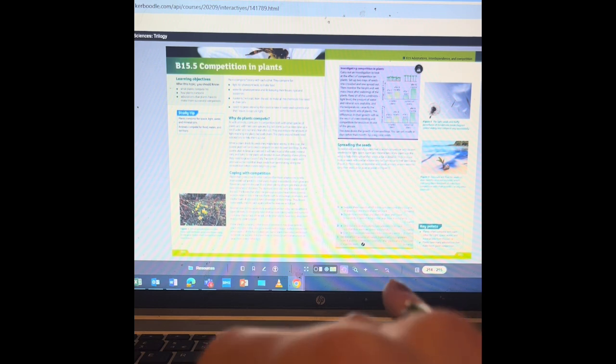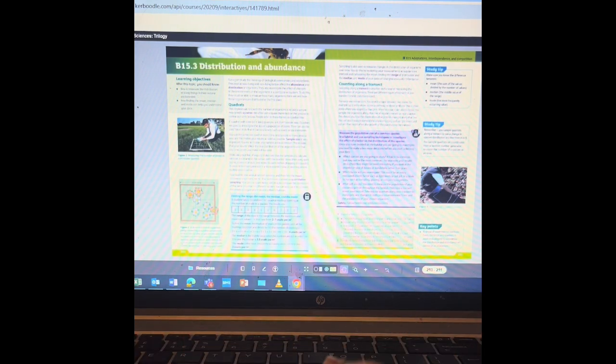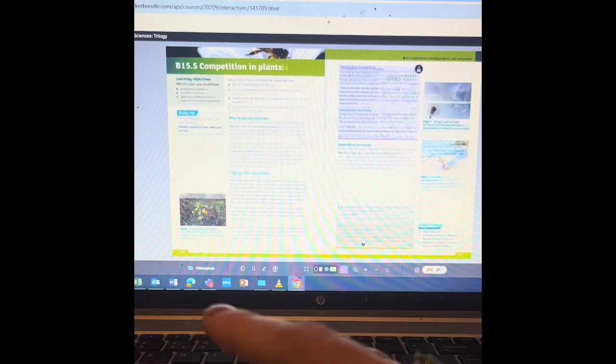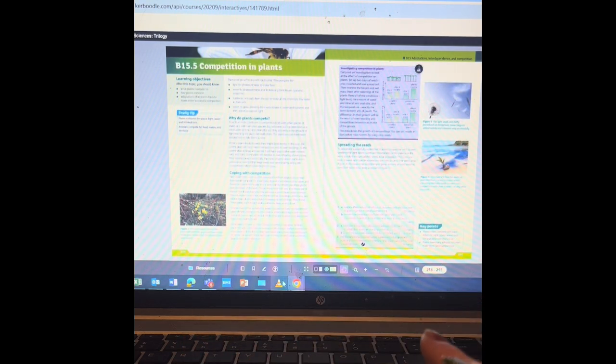So what I was saying is this required practical comes up. Obviously, that's a huge one. Everyone gets asked about it. So it's for combined and separate, or triple and trilogy. But I've done that in another video, so we're going to ignore that for now. Competition in plants as well, I'm going to discuss.